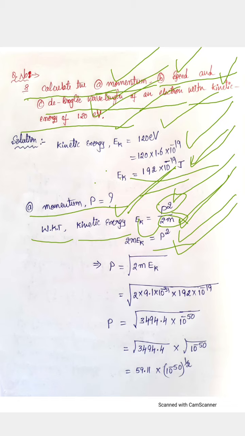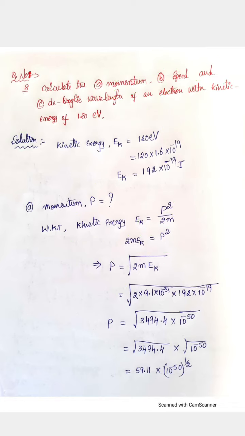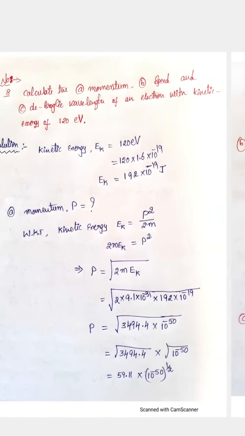From this, here p square is there, but we have to calculate the p value. If you take the square to the LHS, that will be the square root. So p is equal to square root of 2m Ek. Now substitute the mass of the electron. Substitute the kinetic energy of the electron. Here now p is equal to what?